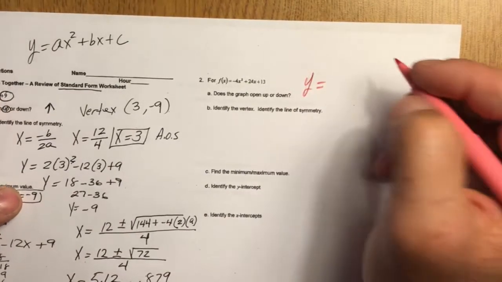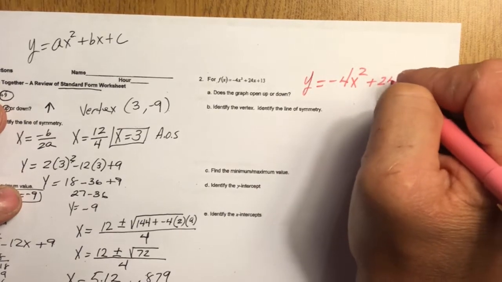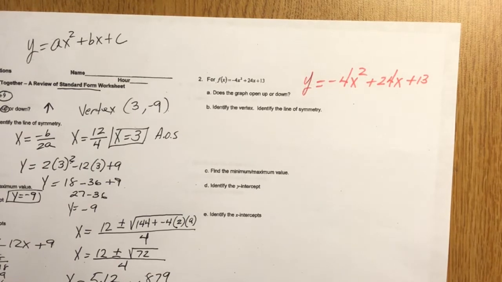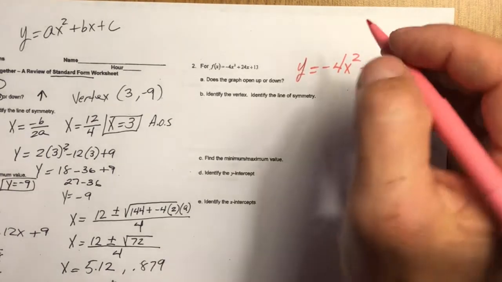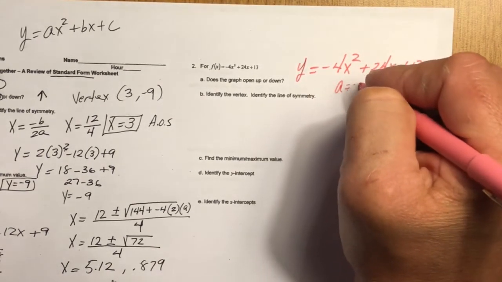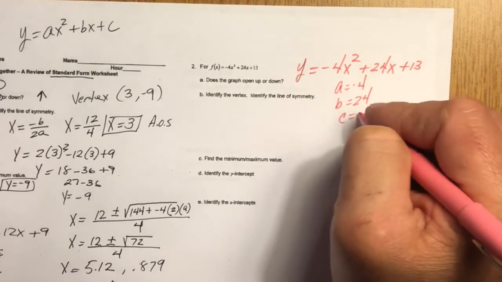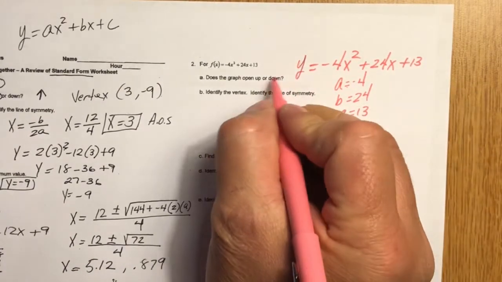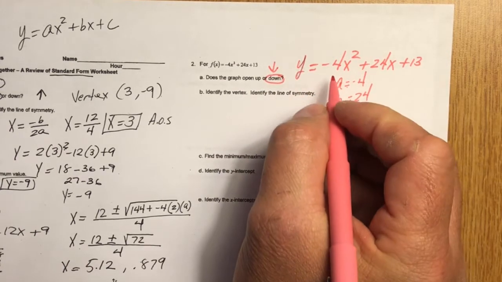So y equals -4x squared plus 24x plus 13. Those look like a little bit bigger numbers. It's fine. We can still do this problem with no issues. Just identify your A, B, and C. Okay, first of all, does this graph open up or down? It opens down because of that -4.